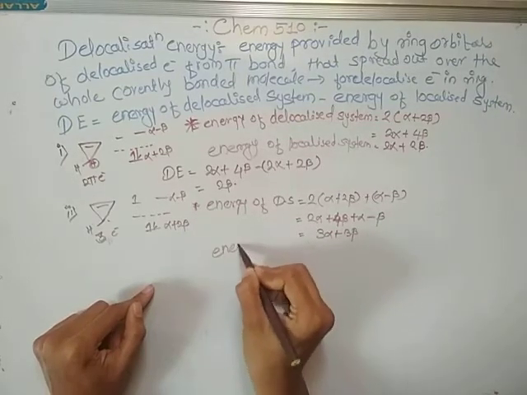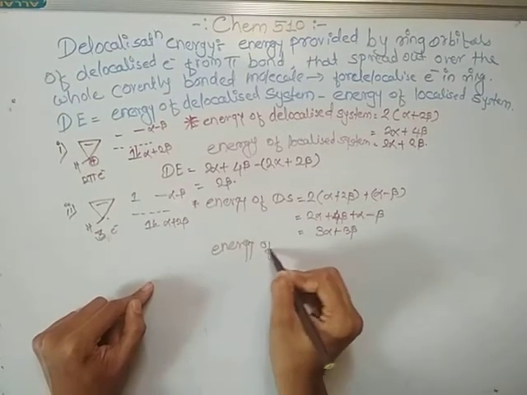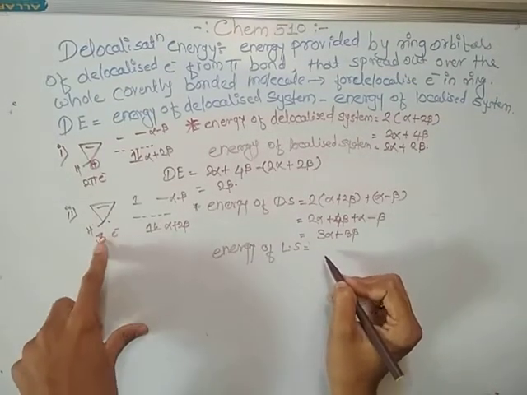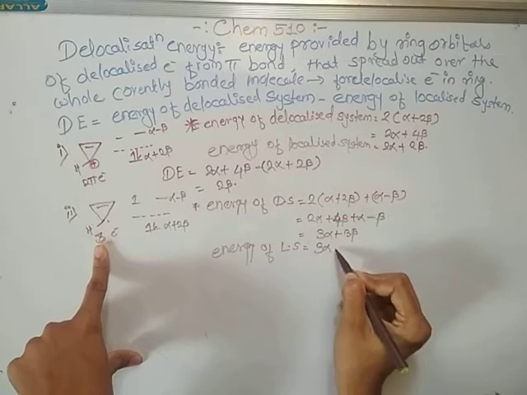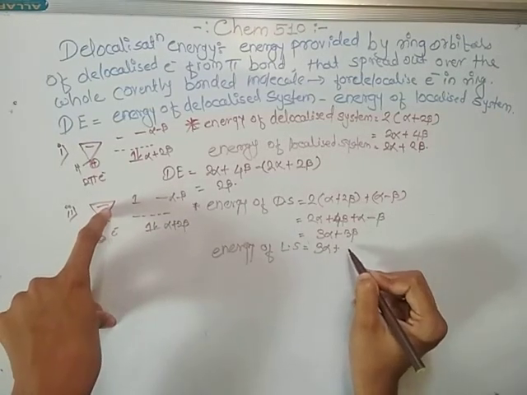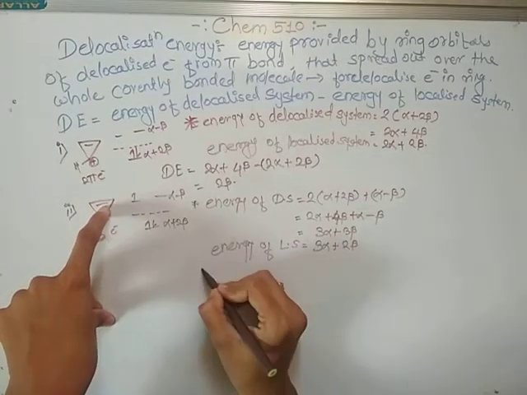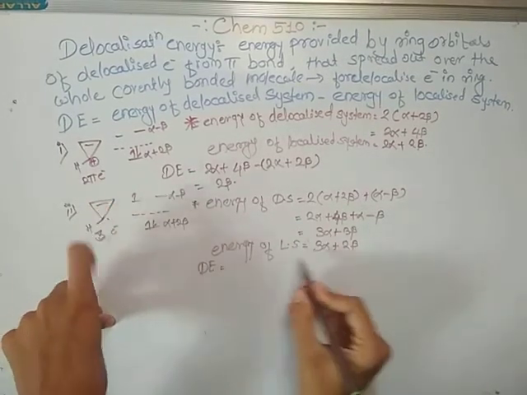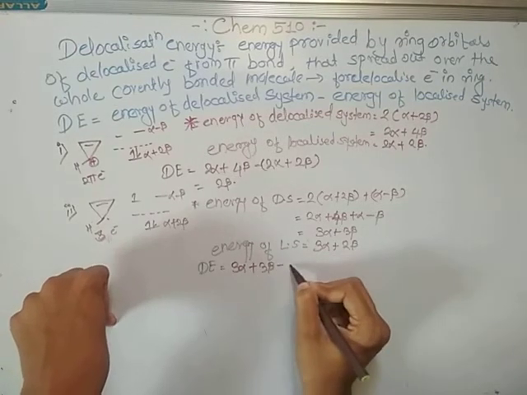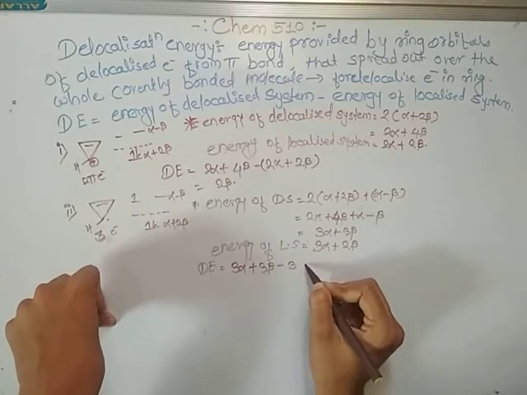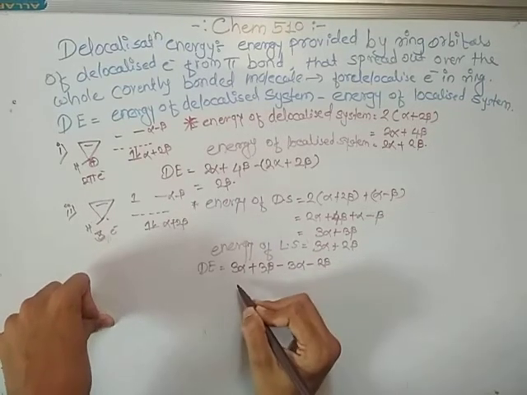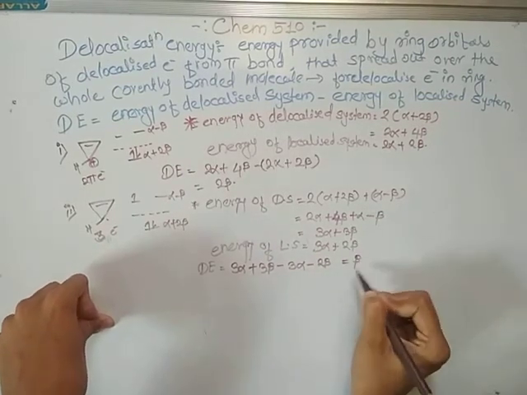So energy of localized system is equal to, here 3 electrons are present, 3 alpha plus 1 double bond is present, so 2 beta. Now dE is equal to 3 alpha plus 3 beta minus 3 alpha minus 2 beta is equal to beta.